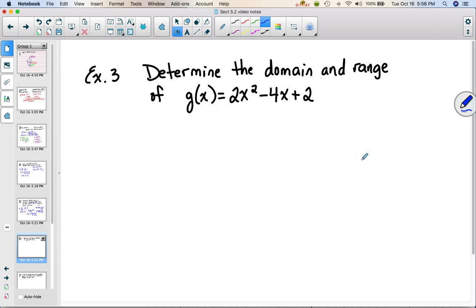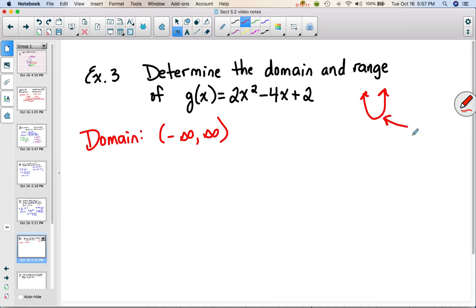Example 3: determine the domain and range of this function. You should know from your experience that for parabolas, the domain is just all real numbers, so from negative infinity to infinity. That's our domain. Now I know this parabola opens up, so my range is going to depend on the minimum value of my function. I have to find the y value of the vertex, and that's going to be my lowest point.